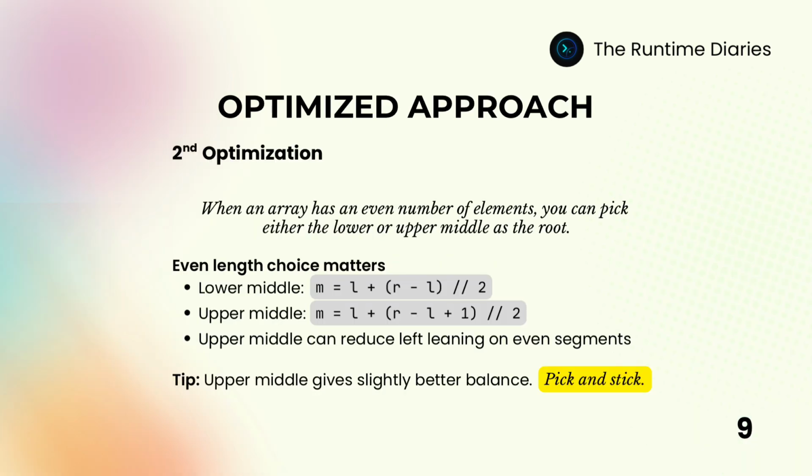There's one small nuance we should address: even length arrays. If you have an even number of elements, there are two possible middles. You can choose either the lower middle or the upper middle. Choosing the upper middle tends to produce a slightly better balance, so we can compute it safely with mid equals left plus right minus left plus 1, floor division 2. That extra plus 1 tilts toward the upper index. It's subtle, but worth understanding.